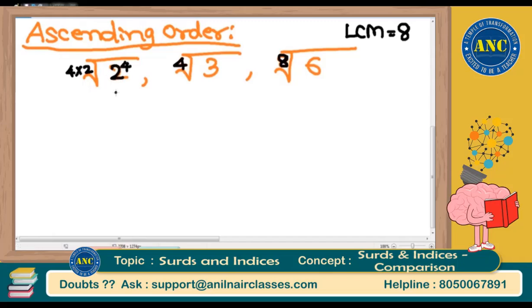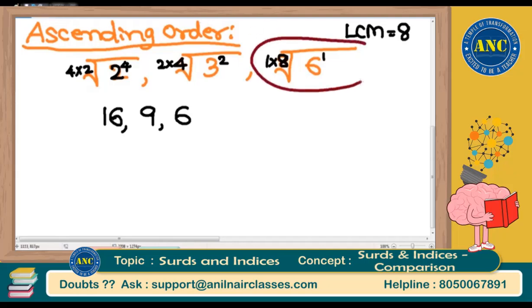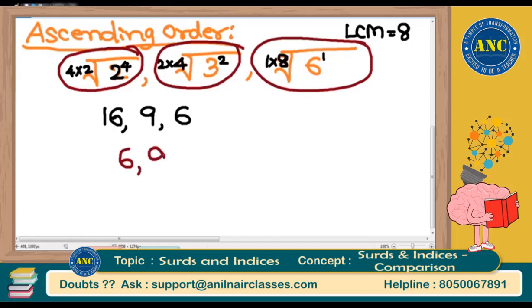2 power 4 is 16. First value is 16. 4 into 2 is 8. 3 power 2 is 9. Second value is 9. 8 into 1 is 8. 6 power 1 is 6. Arrange in ascending order. If I want to arrange it, first term will be the last term, second term will be the middle term, third term will be the first term. That is the ascending order. 6, 9 and 16 is nothing but smallest to greatest.